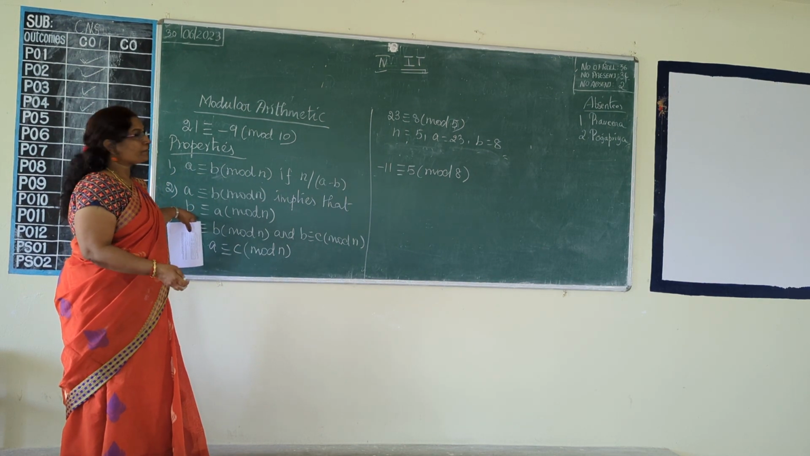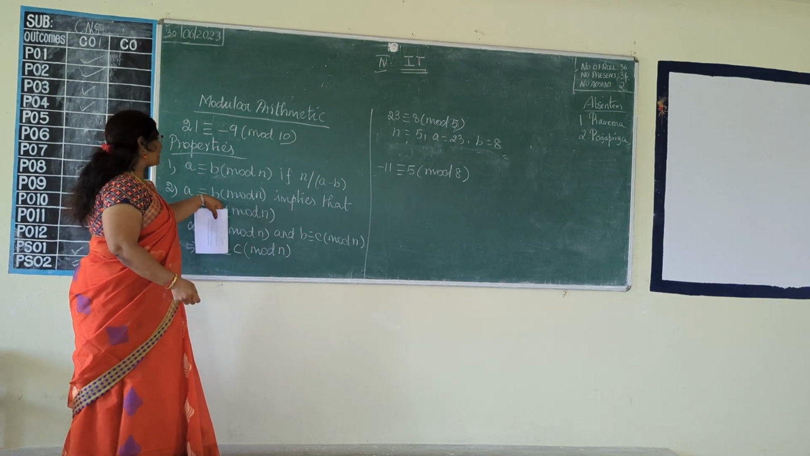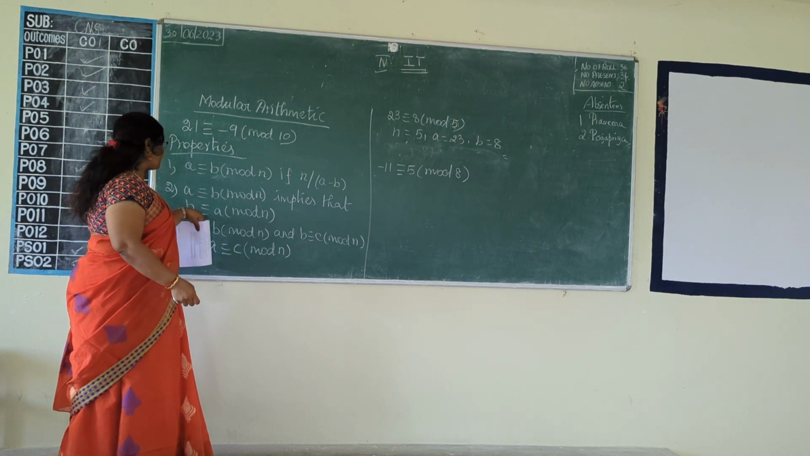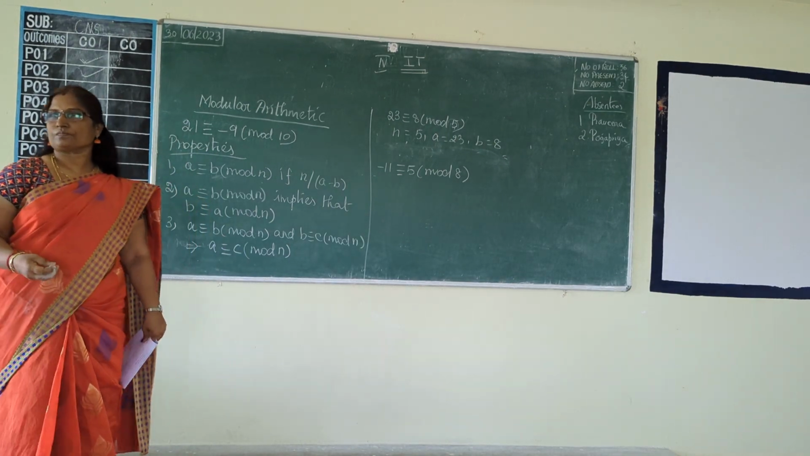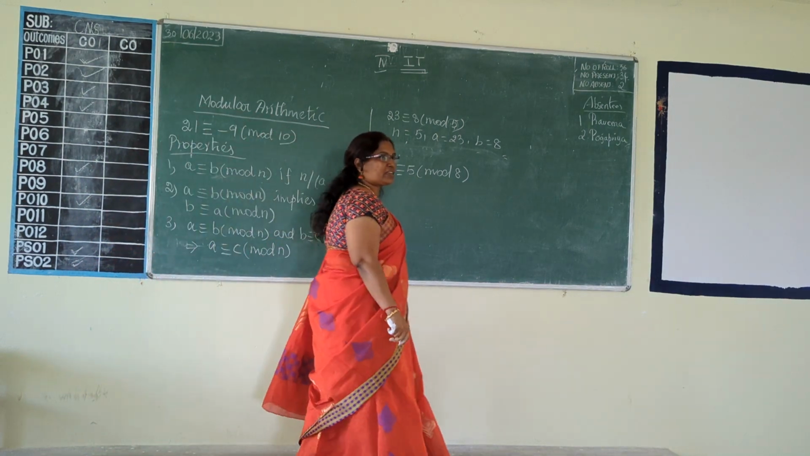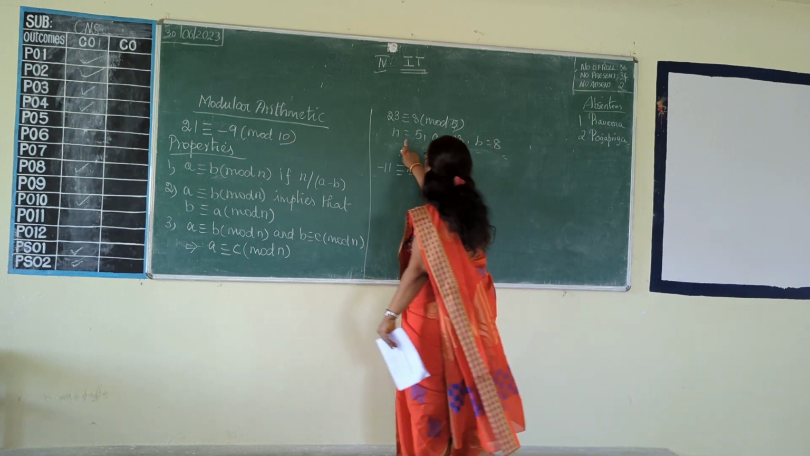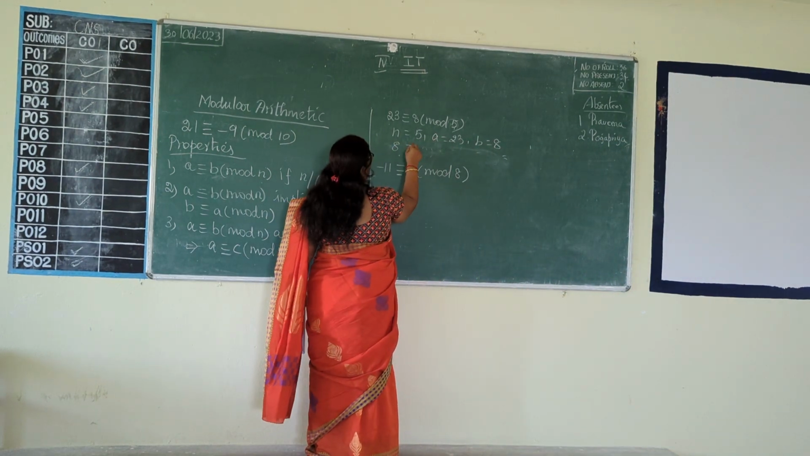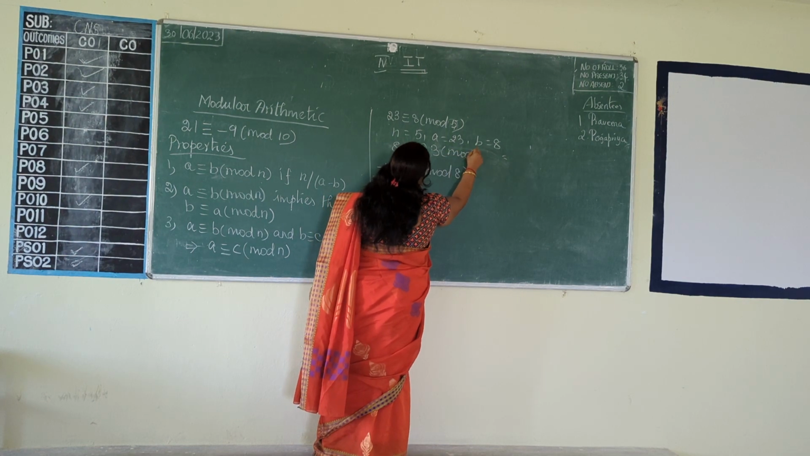Second property. Can you write A is congruent to B mod n as B is congruent to A mod n? Are you able to write it? When you change the places and apply the same, are you able to get it? Suppose I am writing this as 8 is congruent to 23 mod 5.